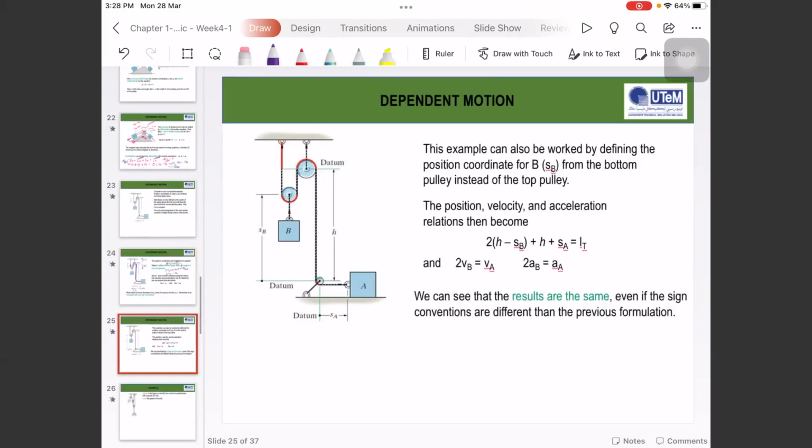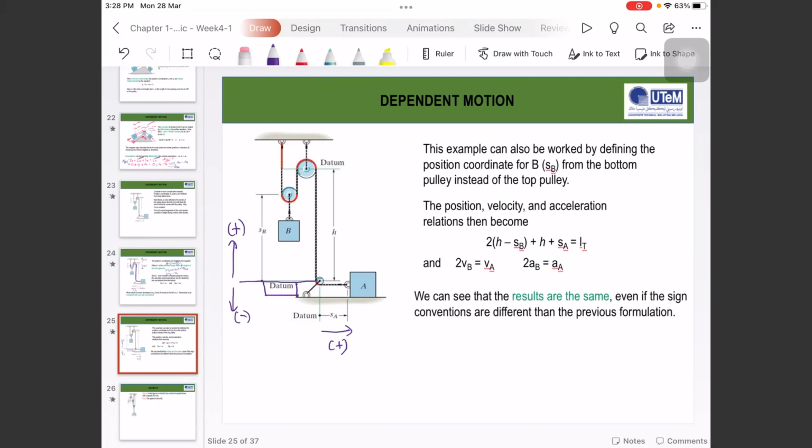Okay, ini kalau I put the datum at the below. Okay, saya letak datum kat bawah. This is your new datum. Okay, when you have new datum, so yang atas adalah, yang bawah ni adalah negatif. Ini datum yang sama, so you have positive, right?